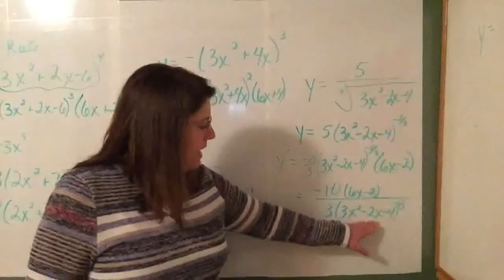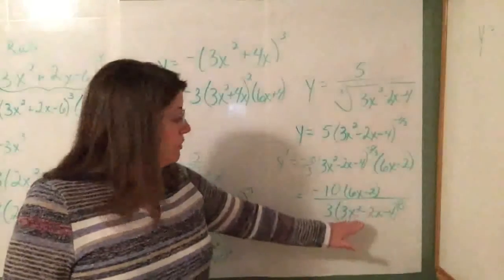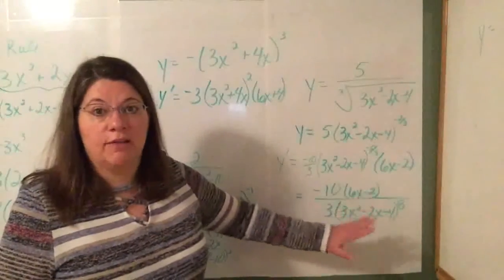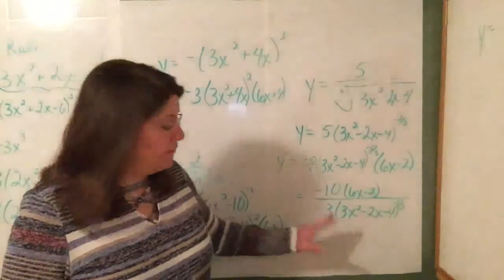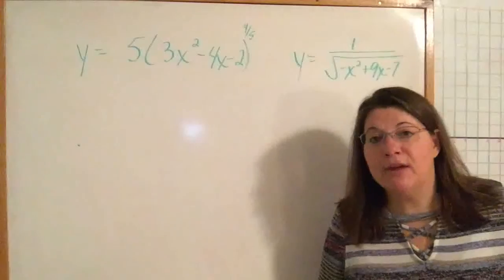You could convert that to the cube root of 3x squared minus 2x minus 4 to the 5th. I would just leave it like this. It's simpler, it's less work. It would be an easier process if you leave it like this, if there's an application that goes along with this problem. So now it's your turn to practice.